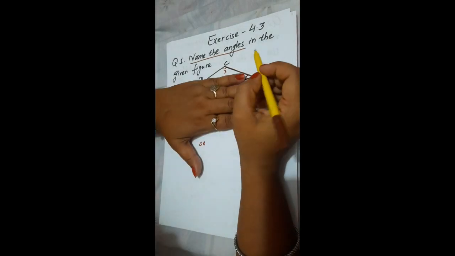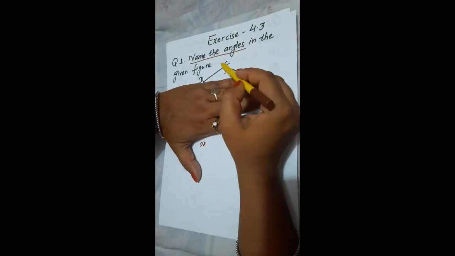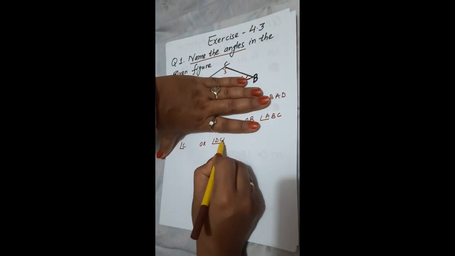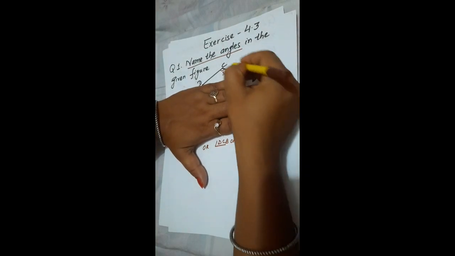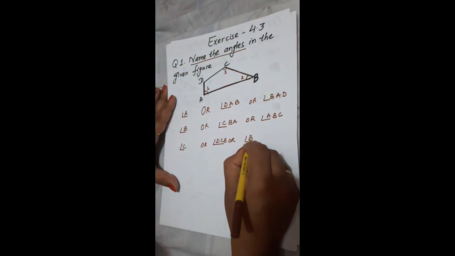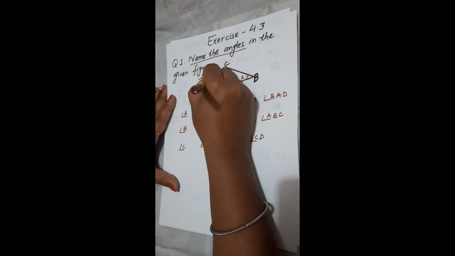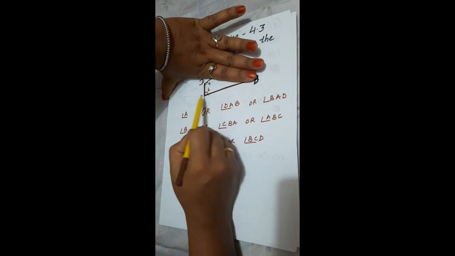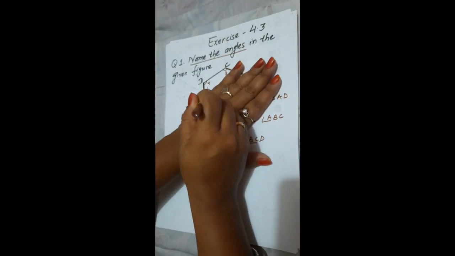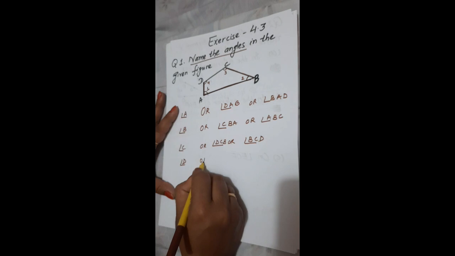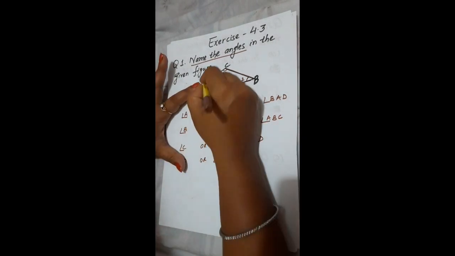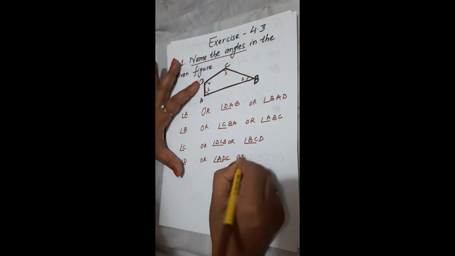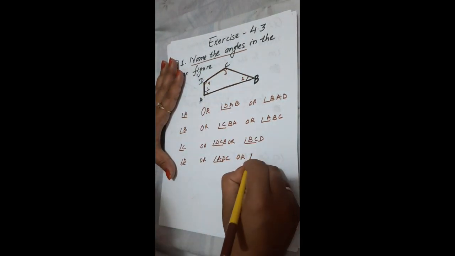Angle C can be written as this. This is angle C. This can be written as DCB or BCD. Now next I have D. Now this D can be written like this: ADC or CDA.